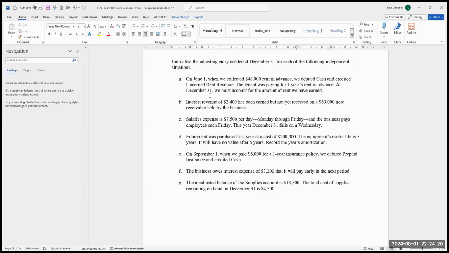The other event is when you haven't paid the cash, but you provide the services or you use somebody else's services. So that will be accounts payable and accounts receivable when you provide service. The last thing is the amortization. Here, we collected rent in advance, and the tenant was paying for 1 year rent in advance. On this December 31st, obviously, we have to adjust for the rent that we earned.